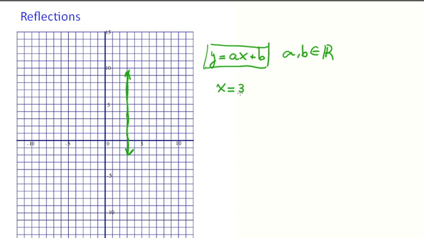So this is my reflection line. Now let's say that my point was (6, -2), right? So 6 and negative 2. This would be our point A.